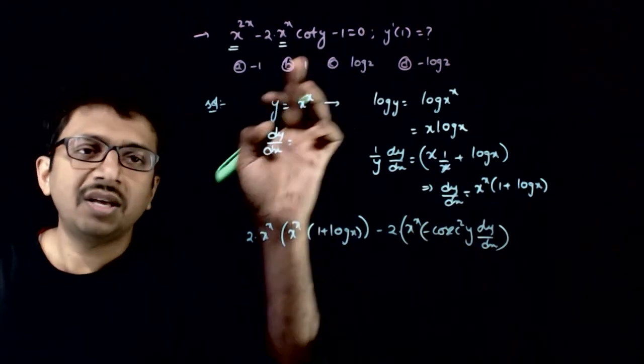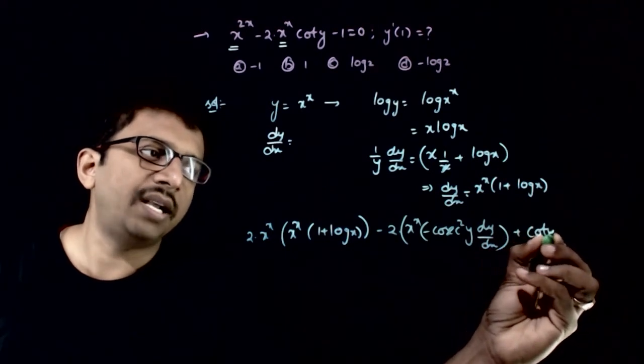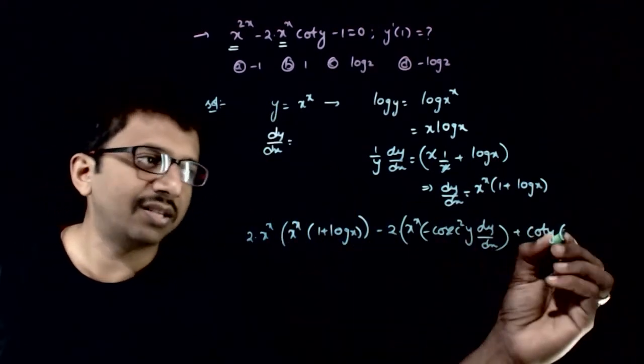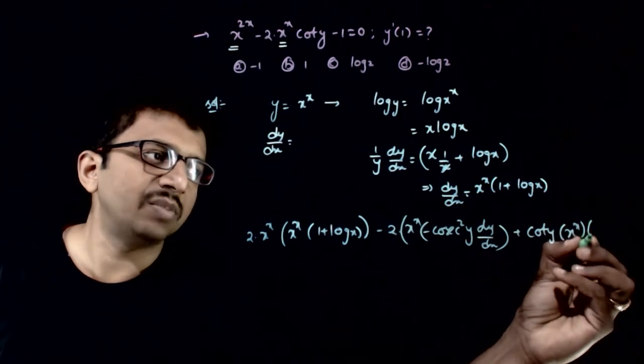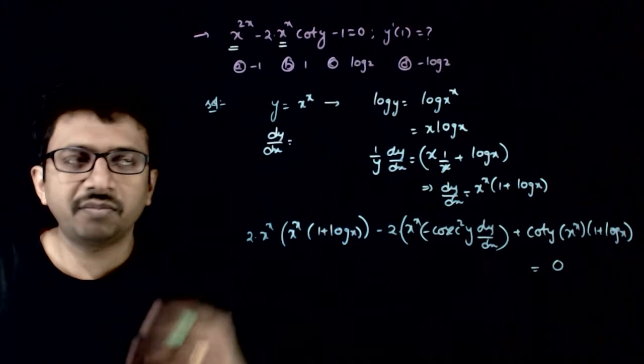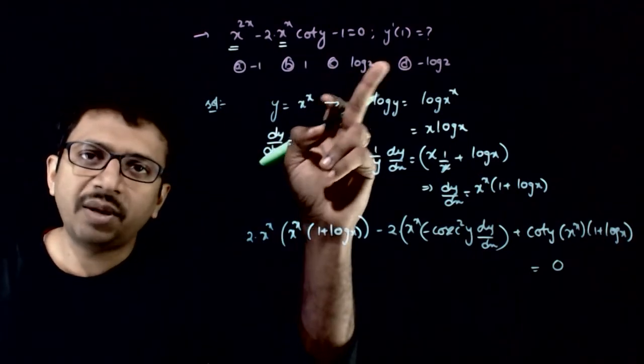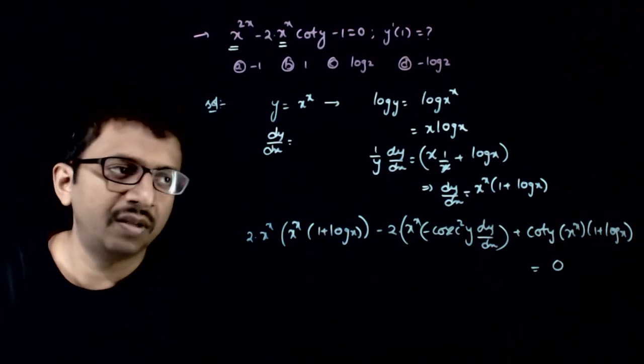x power x times minus cosecant square y times dy by dx plus cot y times the differentiation of x power x, which is x power x times 1 plus log x, is equal to 0, because the differentiation of 1 is 0. Now I want the value of dy by dx when x is equal to 1.